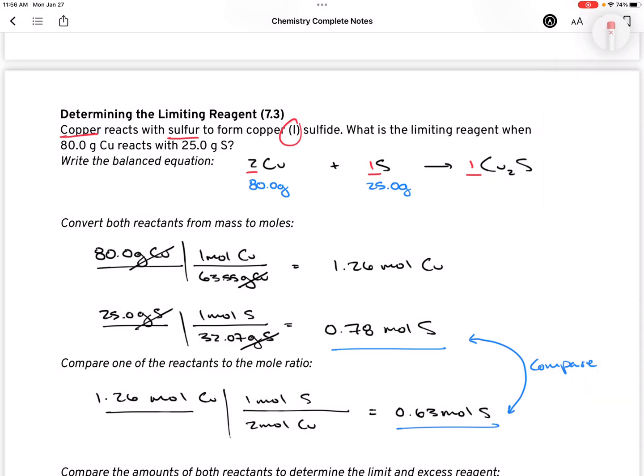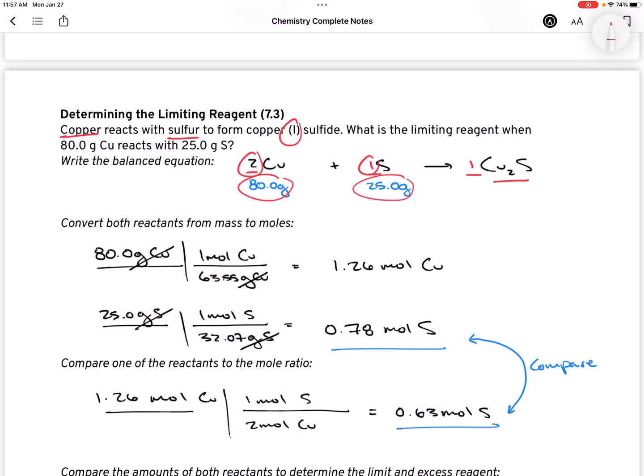So we're balancing out this equation. We balanced the compound, as I just showed you how to do right here. Now the coefficient out front is what we change to balance the reaction. We need 2 coppers for every 1 sulfur, so here's our mole ratio. Then we write out below, in grams, the amounts that we have of each.